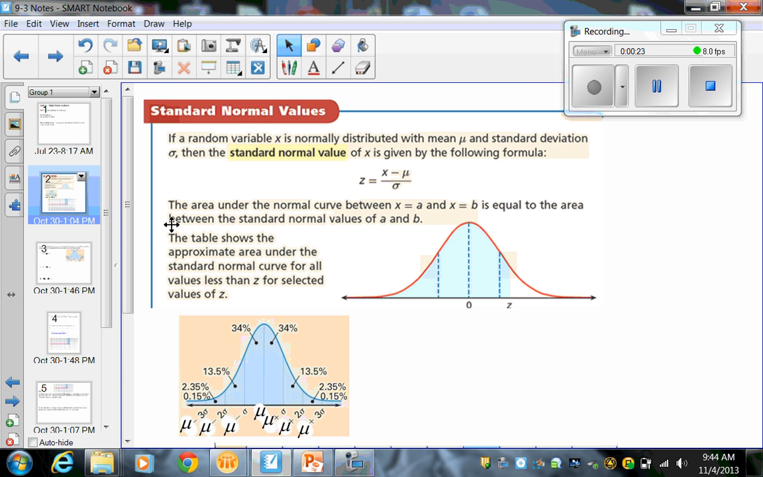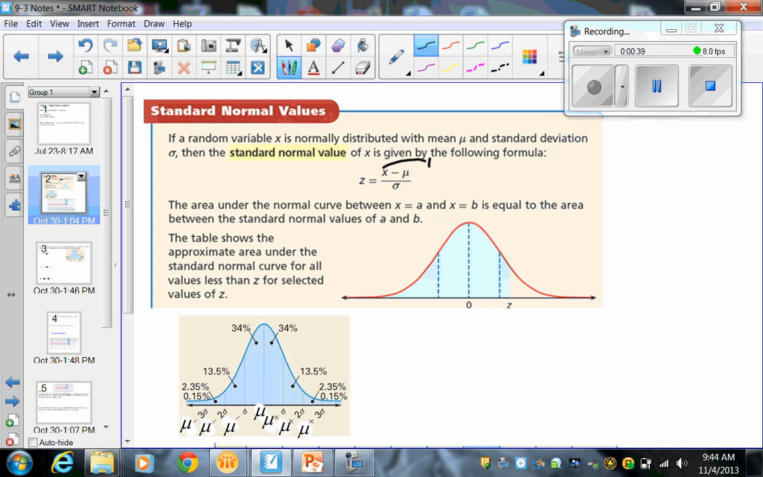The standard normal value is calculated, and it's what we call a z-score, which the formula is z equals x minus mu divided by sigma. The x is just the number that you're trying to find the association with. Mu is your mean, and sigma is your standard deviation.